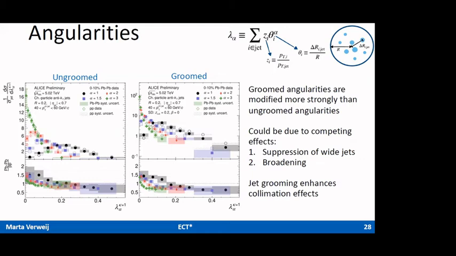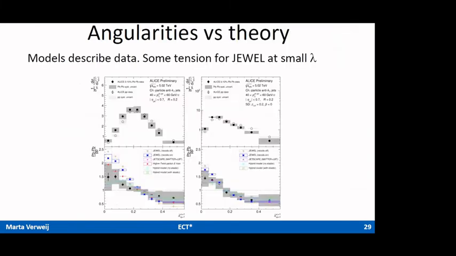You can see in the lower plots, if you look at the ratios, that for the ungroomed case any modification is not very significant. But you see for the groomed case, the experimental uncertainties are smaller, and you see a modification. Also here we are dealing with competing effects: the suppression of wide jets and broadening effects. But with the jet grooming, we are of course focusing more on the collimation effect, so we are narrowing in on the narrowing of the jet. Okay, I just continue.